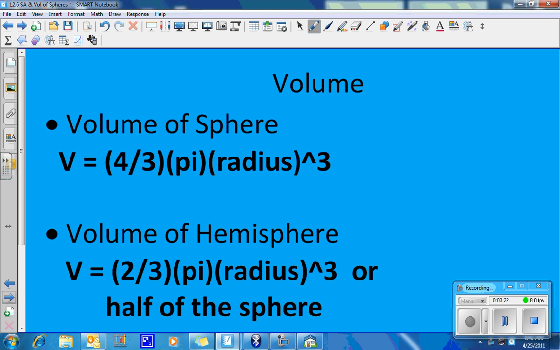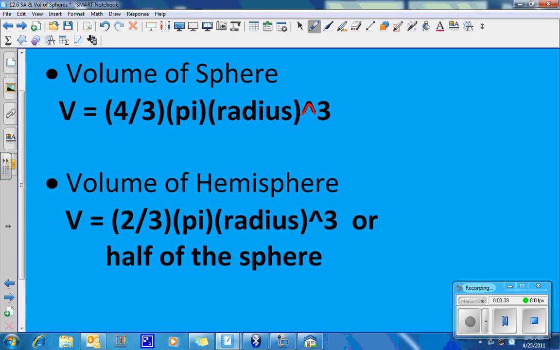The volume of a sphere is always 4 divided by 3 times pi times the radius to the 3rd power. To the 3rd power, that's what that little caret means, raised to the 3rd power. And of course, the volume of the hemisphere is half of that, so 2/3 pi r cubed. Half of the sphere: if you find the volume of the sphere and divide by 2, you get the volume of the hemisphere.